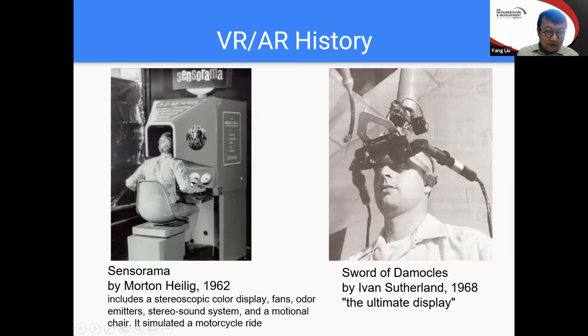And with the emergence of the computer, the ability of the operator was enhanced. On the left is the so-called Sensorama, dated 1962. It had a pair of color CRT displays, fans, odor emitters, a surround sound system, and also a motion chair. So this system could simulate a motorcycle ride. On the right is the famous Sword of Damocles by Ivan Sutherland. This is the so-called ultimate display. At the time, due to weight constraints, the system had to be mounted onto the ceiling and supported by mechanical structures. But it also had a stereoscopic display.